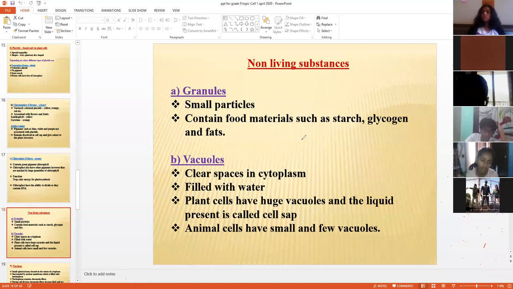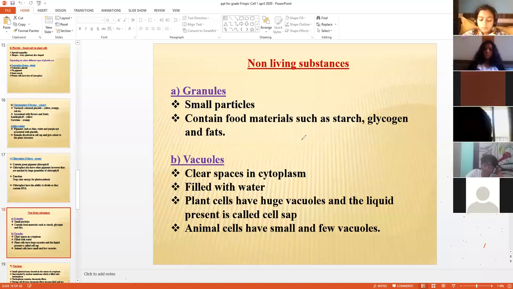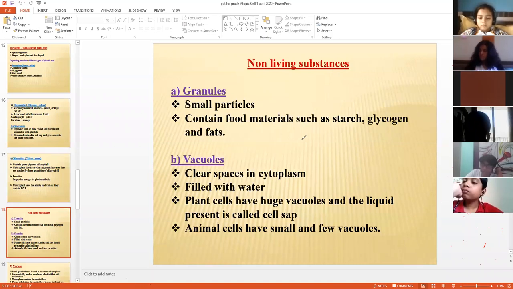Now, children, we come to some non-living substances, which are the granules. They contain food materials such as starch, glycogen, and fats. Now, there is something called vacuoles. Vacuoles are clear spaces in the cytoplasm. They are filled with water. Plant cells have huge vacuoles.